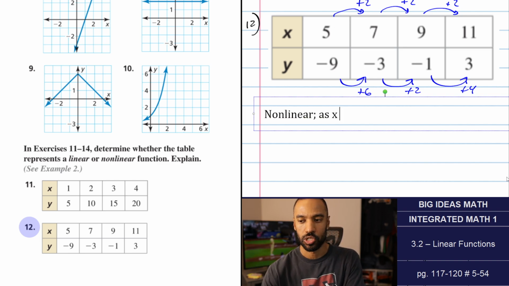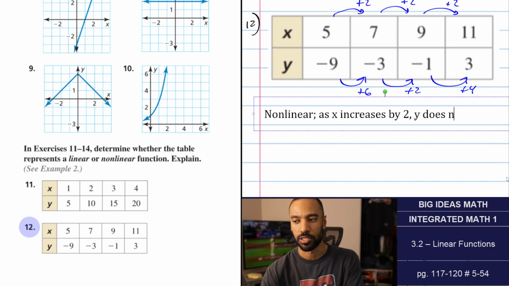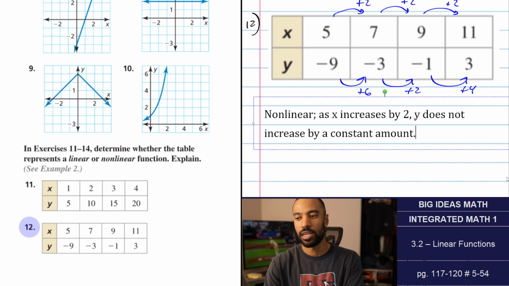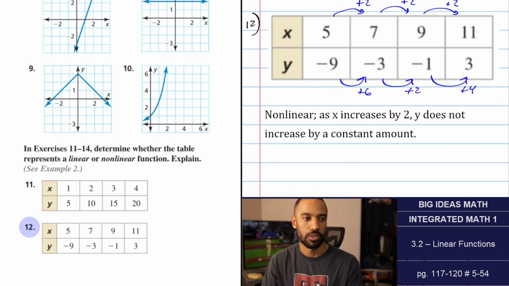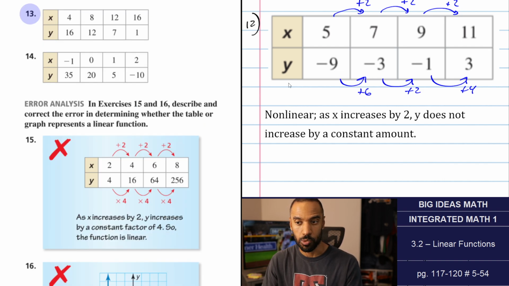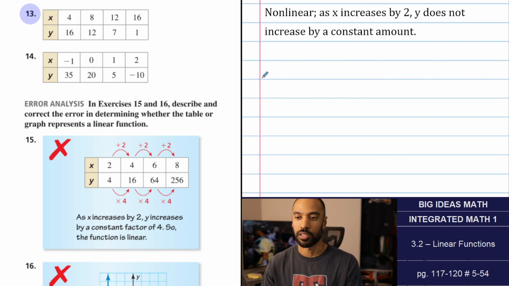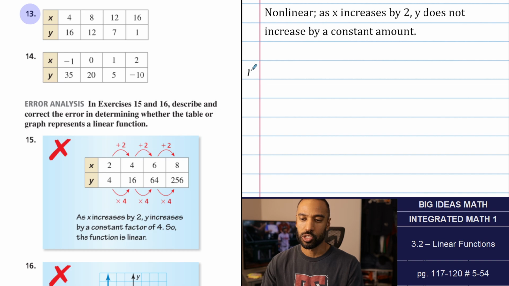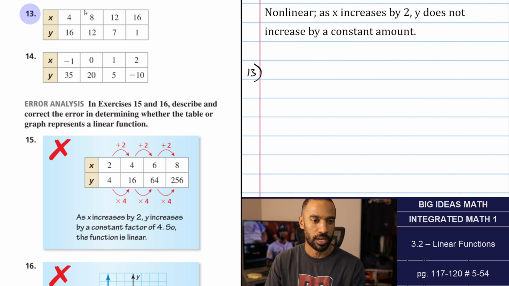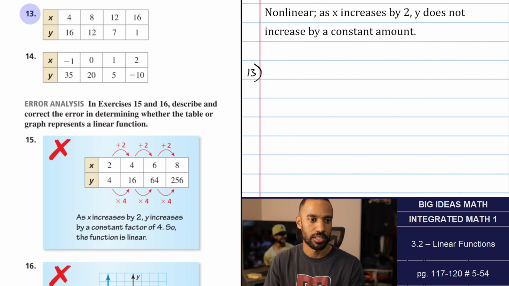As x increases by 2, y does not increase by a constant amount. By the way, y can also decrease, as can x, and I doubt they'll show x's decrease in these cases, but they're allowed to decrease. They just need to change by a constant. In fact, they don't have to change at all. Changing by 0 is a constant change of nothing as well. And so those can happen. We can have decreases, which is accepted. So long as it's constant, we'll be good.